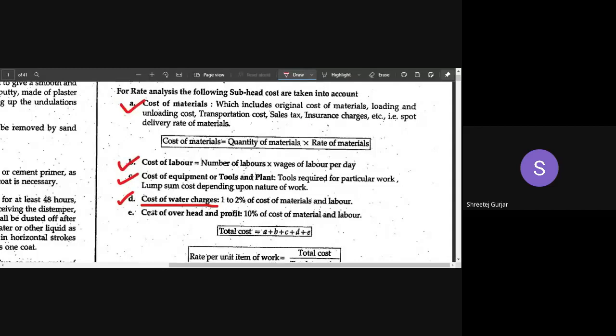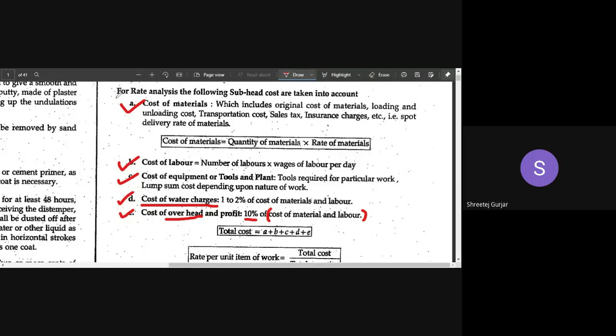Then the cost of overhead and profit. We'll study this overhead later. There has to be some profit included, because you want some profit while you're doing work. You need to earn; because of profit, you are doing this work. So you need to consider some amount of profit for the contractor or the builder. It is around 10% of the cost of material and labor.